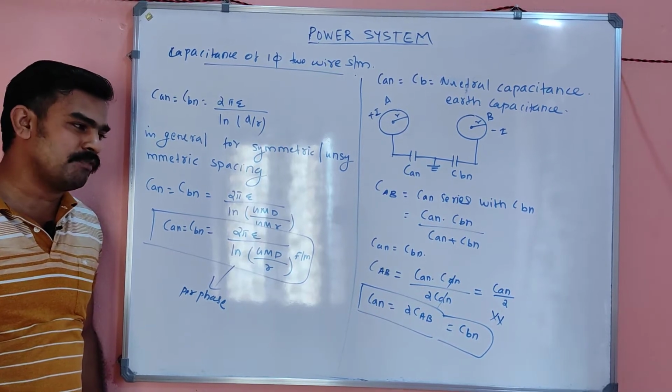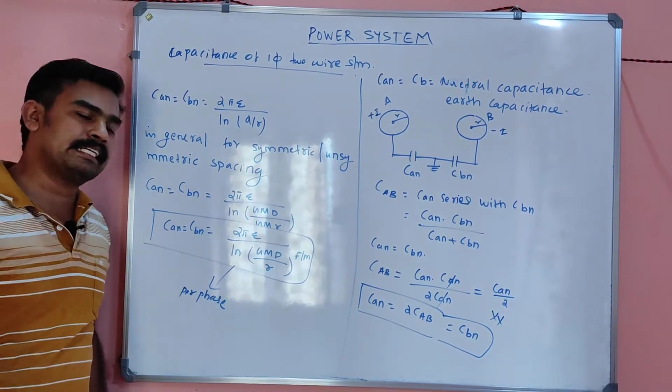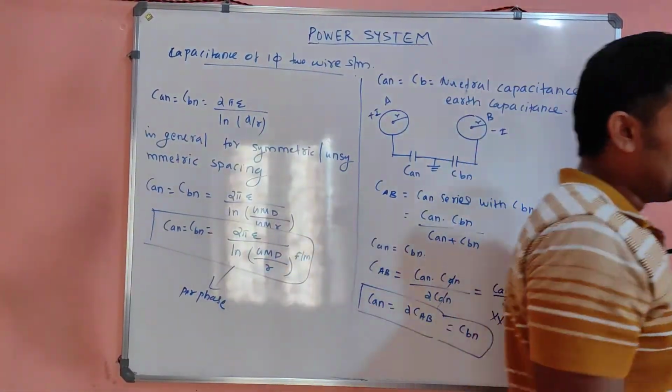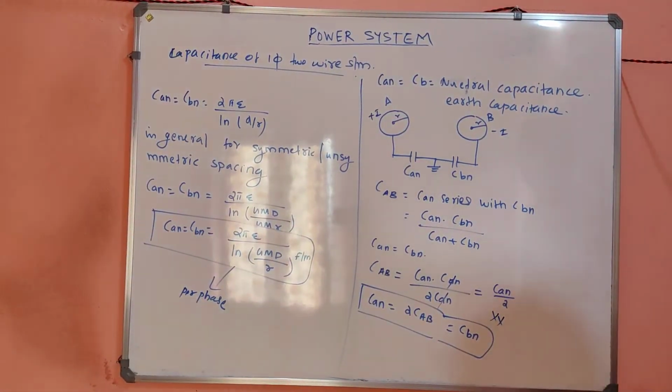So capacitance is always calculated with respect to earth. Inductance is always calculated with respect to the other conductor. That is the main thing you have to note here.